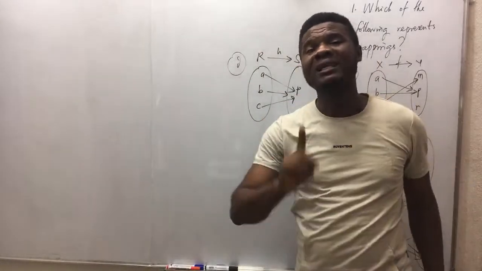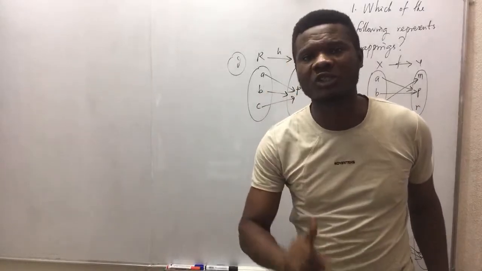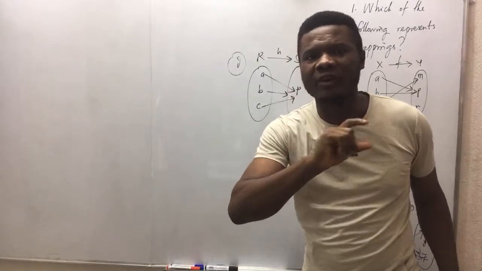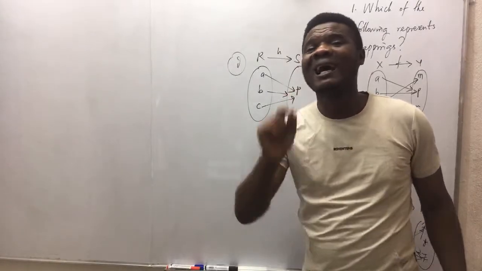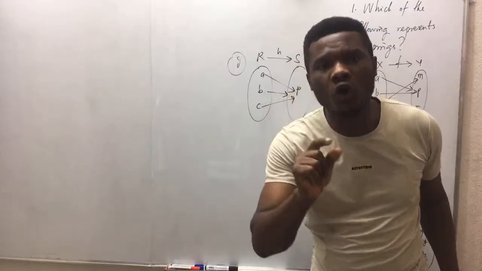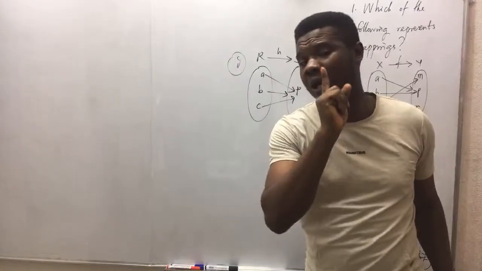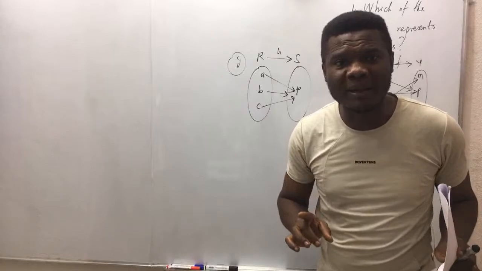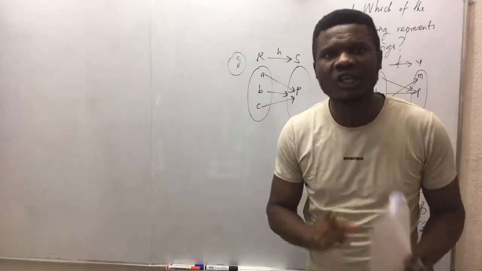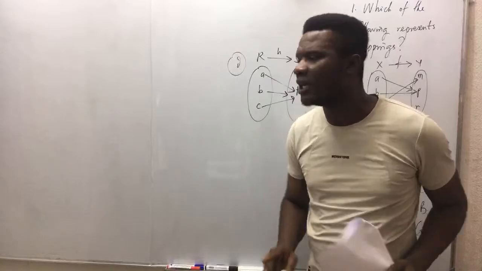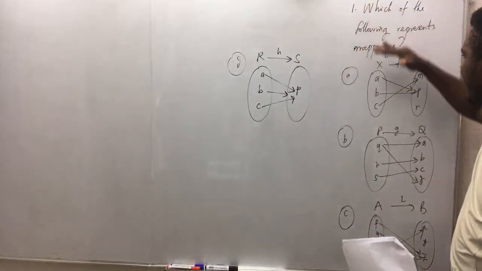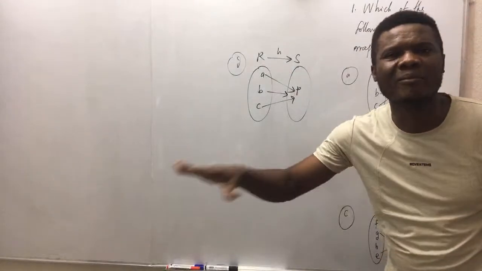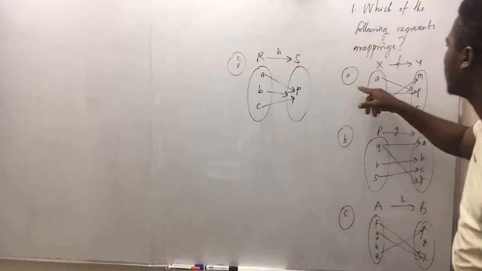Condition number 2 is that every image must be unique, and the uniqueness of an image under a relation simply means that one element in the domain cannot have more than 1 image. So that is what the uniqueness property states. We are going to be examining these 4 relations given to us to know which of them is a mapping using those 2 conditions. So let's start with number 1.